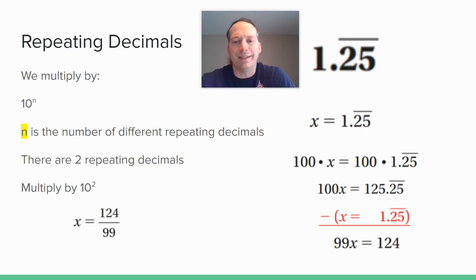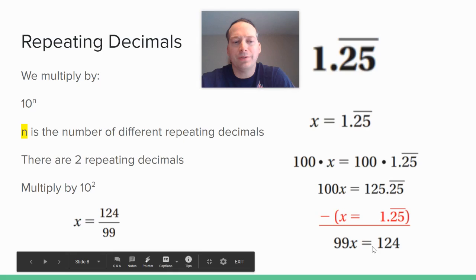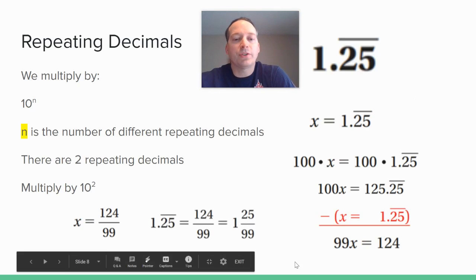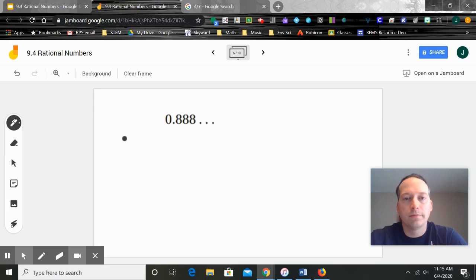124. Well, now I just solve it. 99x equals 124. Just divide by 99. And in this case, we're then going to simplify. We simplify the fraction, but we're also going to turn it into a mixed number. So 124 over 99 comes out to be 1 and 25 over 99. If you don't remember how to do that, don't you worry. We're going to do it now.